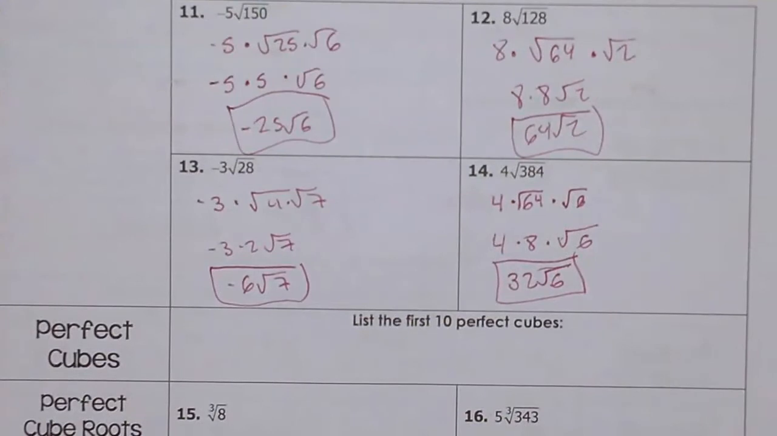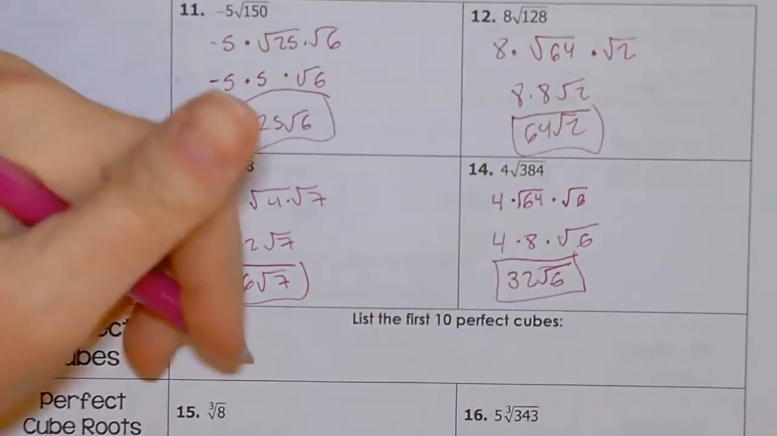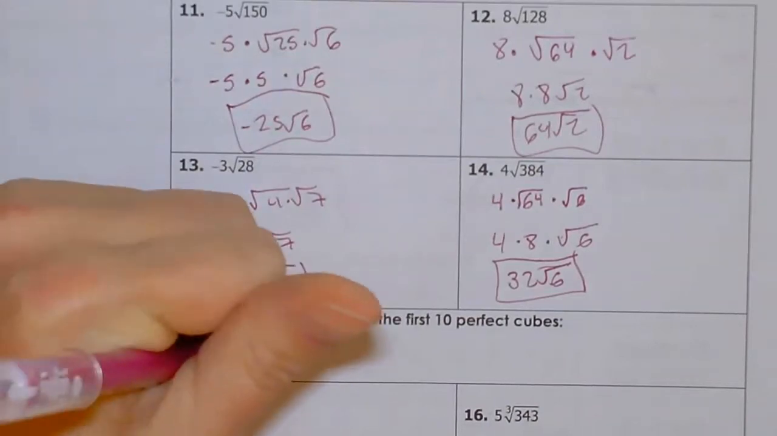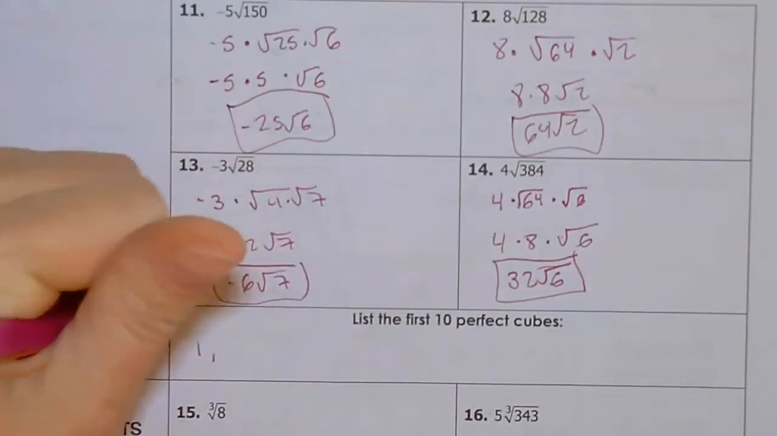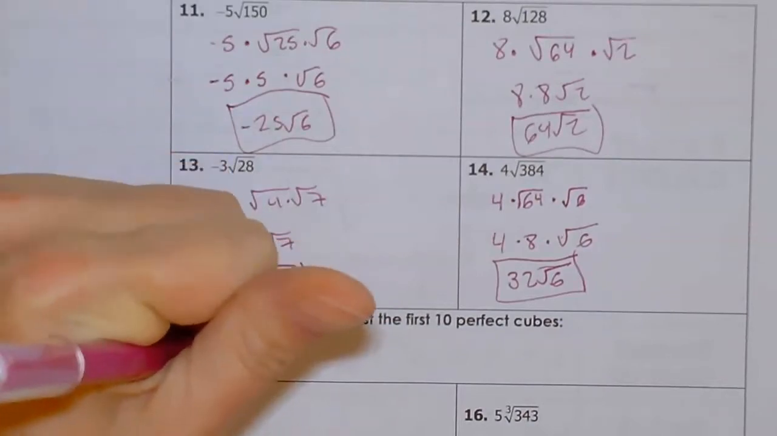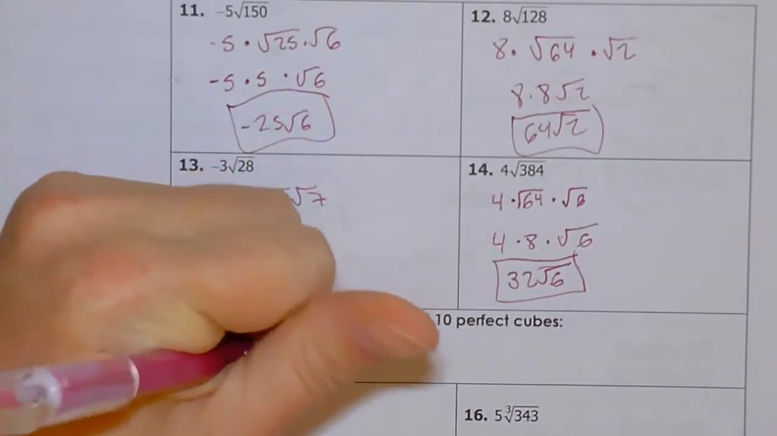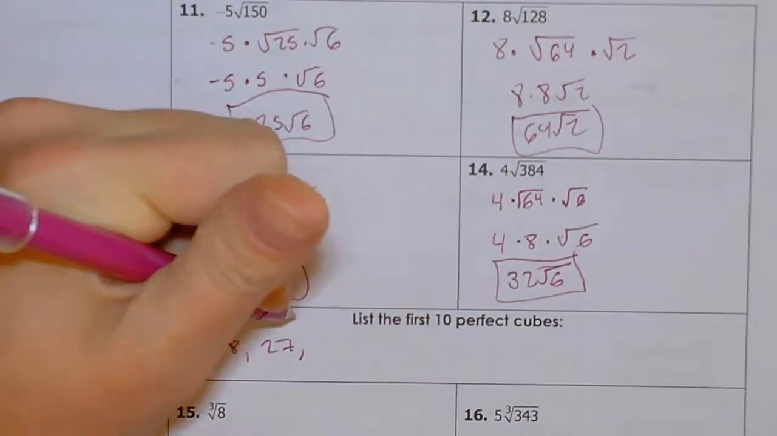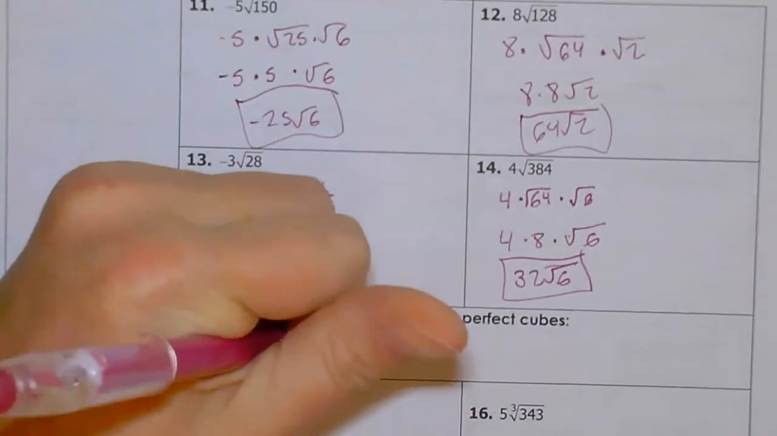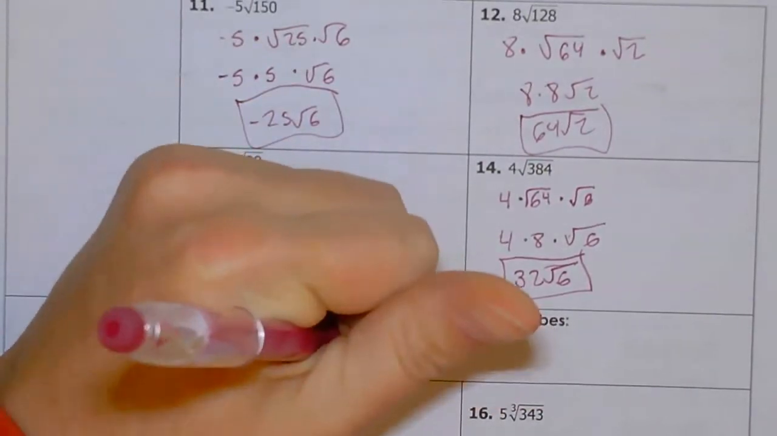Now, if you're interested in doing the perfect cube ones, you might want to start by listing out the first 10 perfect cubes. So 1 cubed is 1. And remember, cubes is to the power of 3. So I'm talking 1 to the power of 3. And then 2 to the power of 3 is 8. 3 to the power of 3 is 27. 4 to the power of 3, I'm checking because I always mess this one up, is 64. 5 to the third is 125.